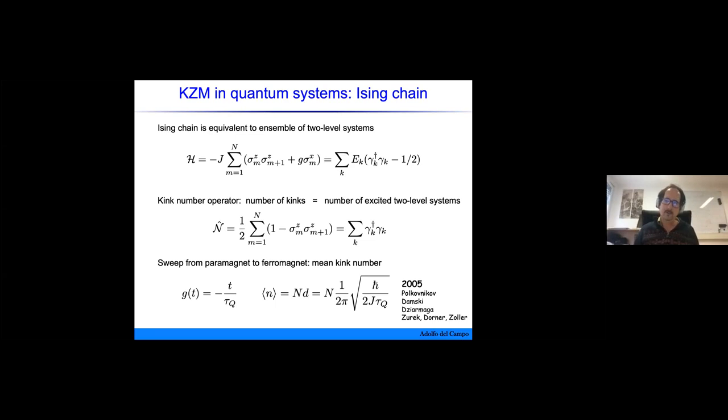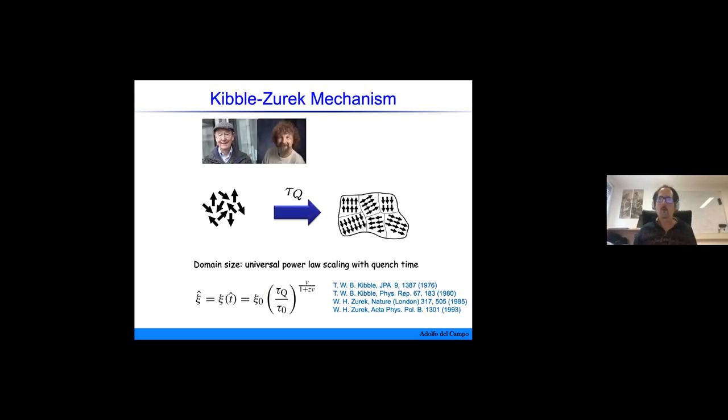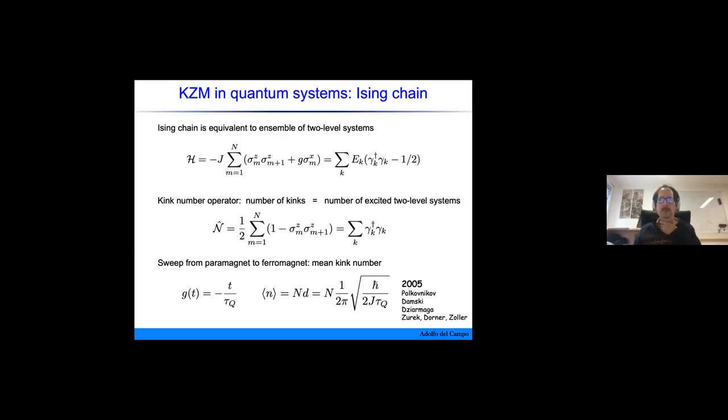And studies by Anatoly Polkovnikov, who is in the audience, and others in 2005, actually starting earlier, consider the driving of the phase transition in finite time by changing the magnetic field g on this time scale tau Q, so that the expectation value of the kink number operator in the final non-equilibrium state follows this power law with tau Q, with a square root, which agrees with the Kibble-Zurek prediction for nu and z equal to 1, the critical exponents of the isolated transverse field quantum Ising chain.